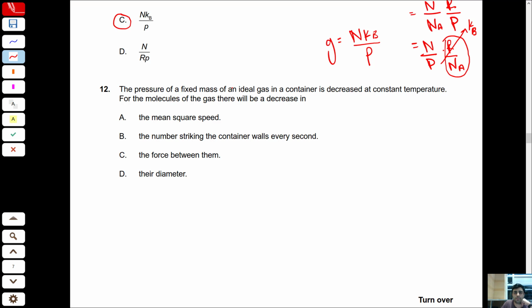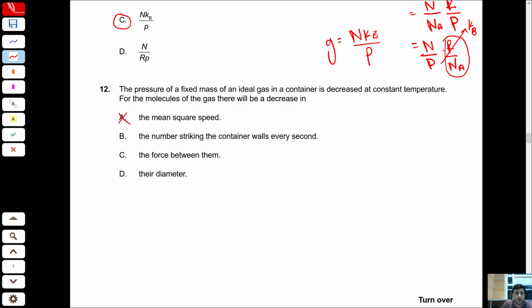The pressure of a fixed mass of an ideal gas in a container is decreased at a constant temperature. For the molecules of the gas, will they be decreasing the mean square speed? No, the mean square speed will only decrease if the temperature decreases, because the speed depends on kinetic energy and the kinetic energy depends on temperature. So if the temperature doesn't change, there will be no change in the mean square speed. So A is wrong.